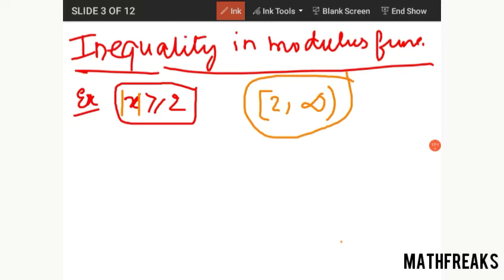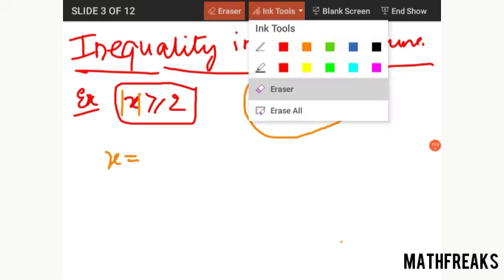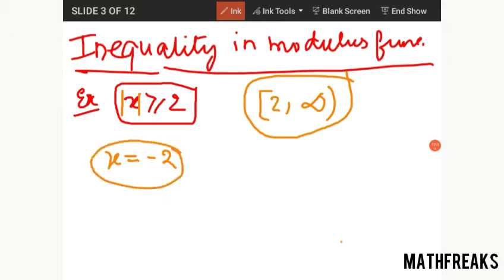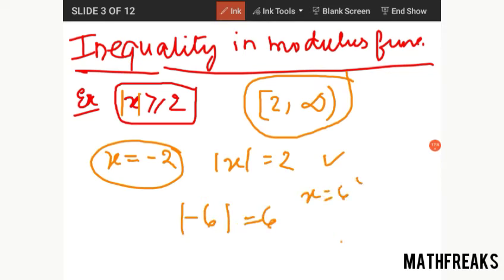Now since we are talking about modulus functions, we also have to consider the negative values of x. Tell me one simple thing: if I take x as minus 2, will this inequality be satisfied? If I take x as minus 2, mod of x will obviously be 2, and the inequality allows it to be 2, so it is satisfied. Now minus 6: mod of minus 6 is 6, which is greater than 2, so again this inequality is satisfied.